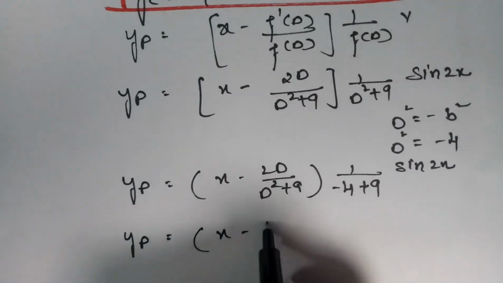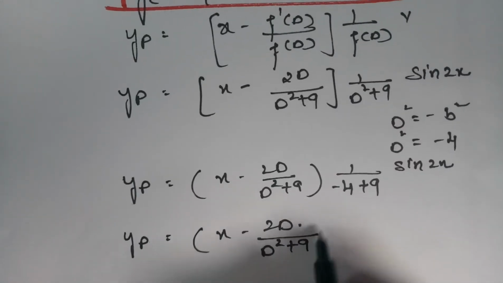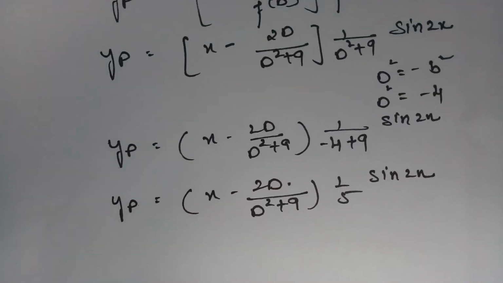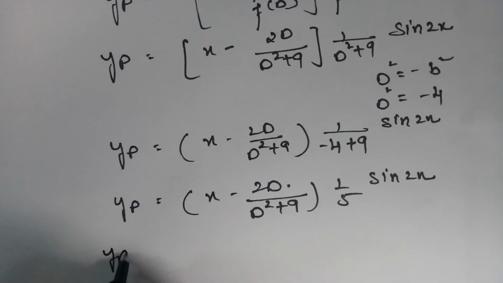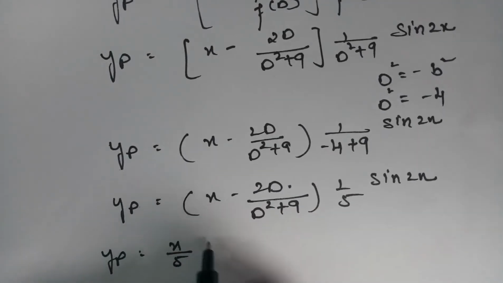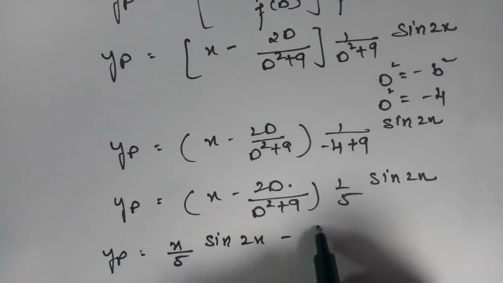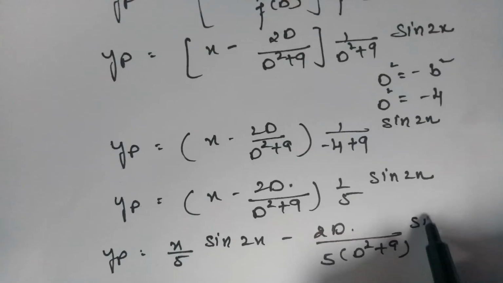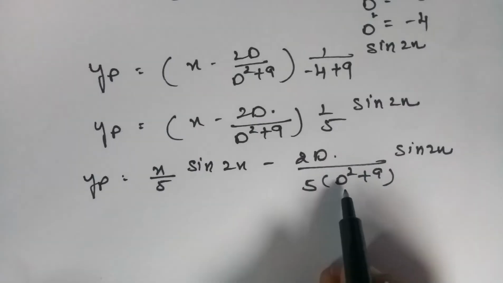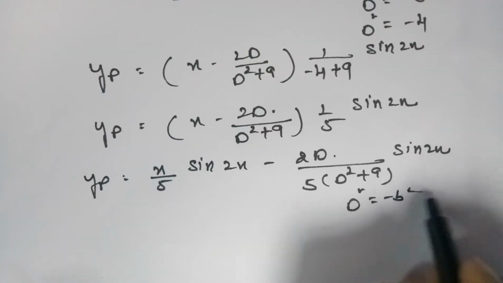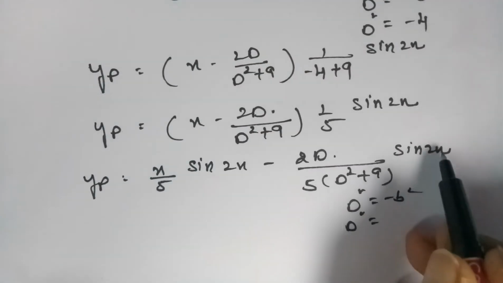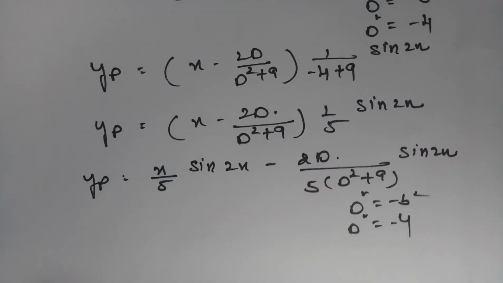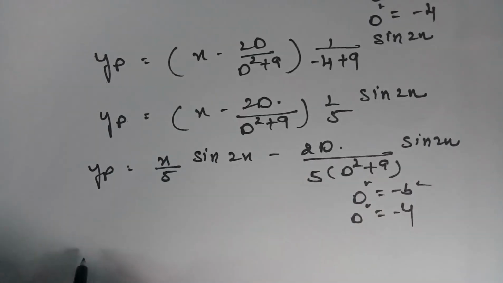So yp is equal to x minus 2d by d square plus 9 into 1 by 5 sine 2x. So I'll multiply. I'll take this inside, that is x by 5 sine 2x minus 2d by 5 times d square plus 9 into sine 2x. Again I found d square. In place of d square I have to write minus b square. What is b square? The coefficient of x is b, that is 2 square, that is 4. In place of d square again I will substitute minus 4.